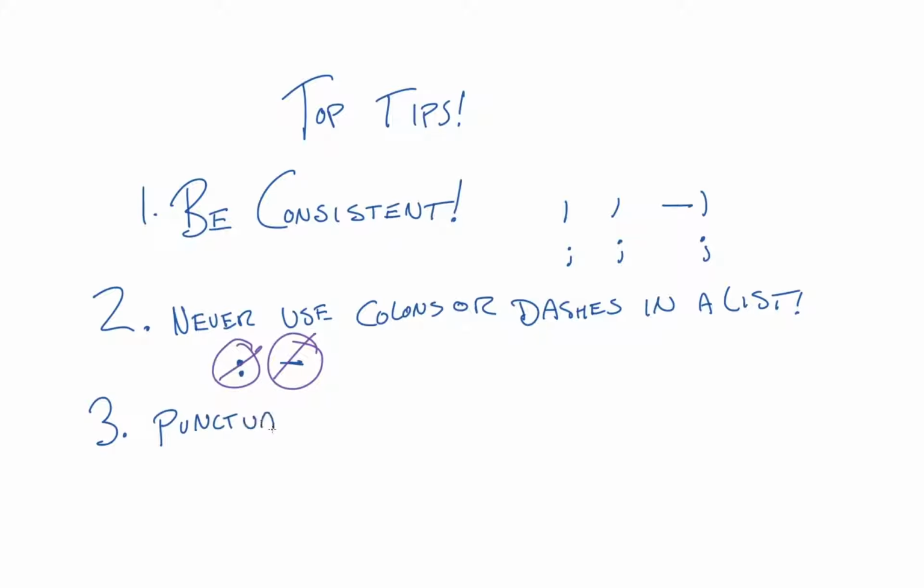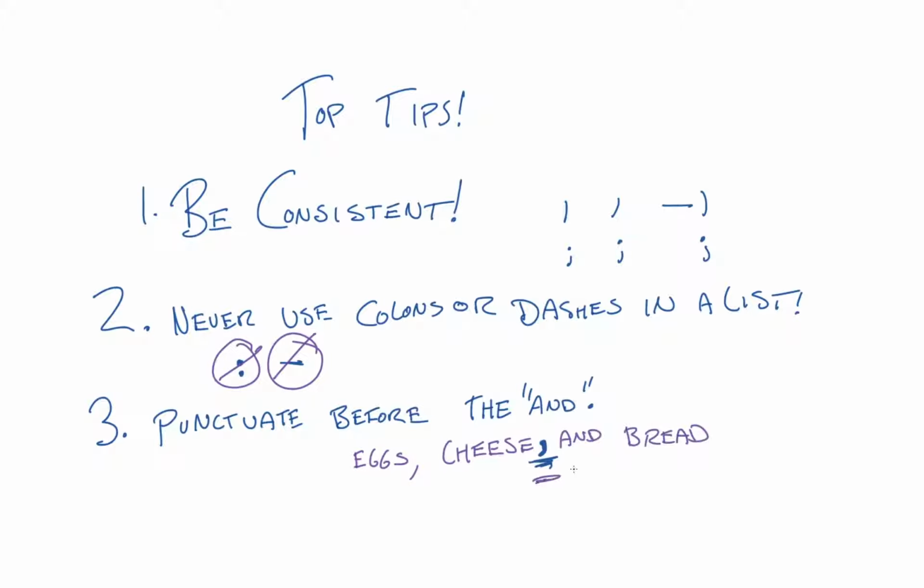And third, the punctuation comes before the and. Any list of 3 or more requires an and or an or, and the punctuation mark comes before it, not after. As in eggs, comma, cheese, comma, and bread. It goes before and not after the and.